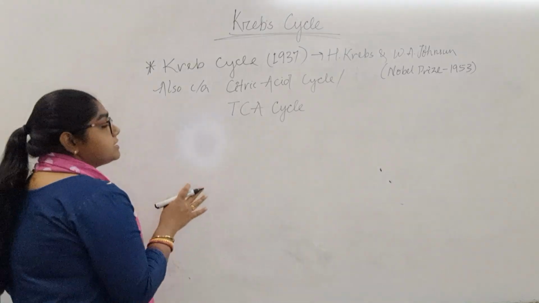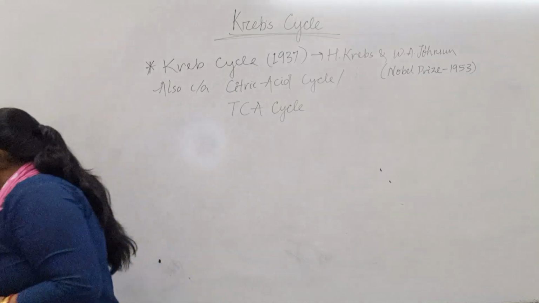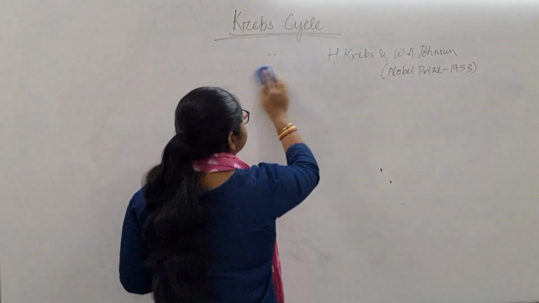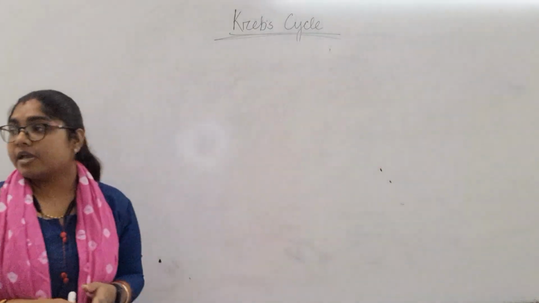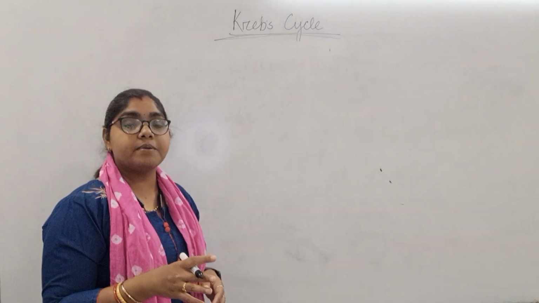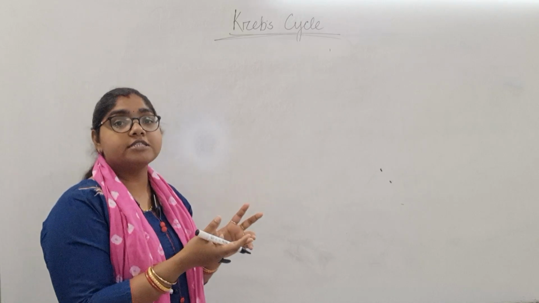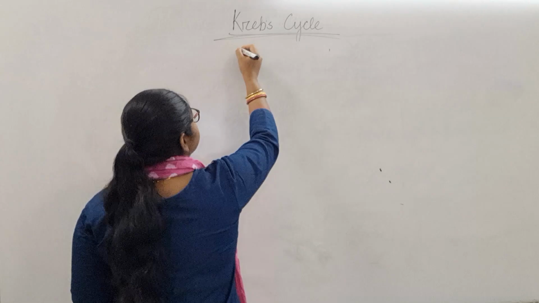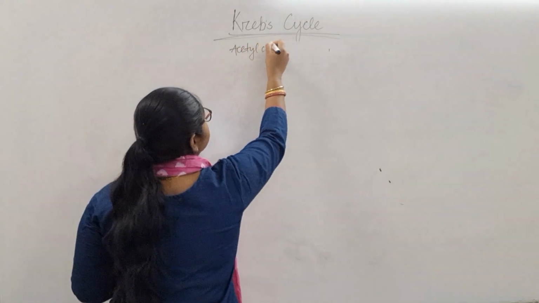So now we will discuss the mechanism, or the step-wise pathway, of the Krebs cycle. The Krebs cycle takes place in the mitochondrial matrix of the cell, and it only takes place in aerobic conditions, because only in aerobic condition does pyruvate convert to acetyl coenzyme. Now, the precursor of this Krebs cycle is acetyl coenzyme.